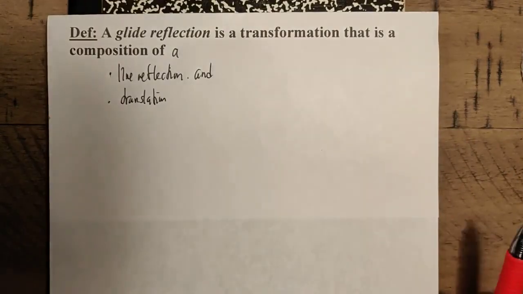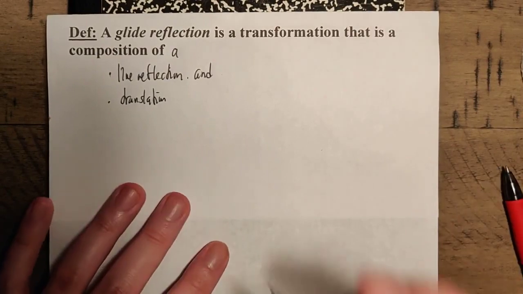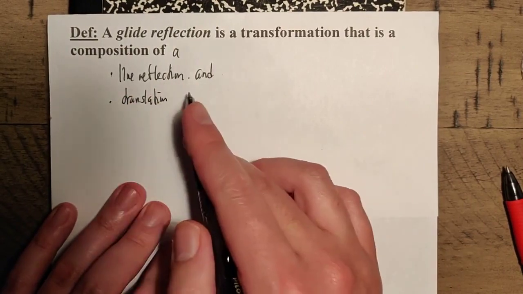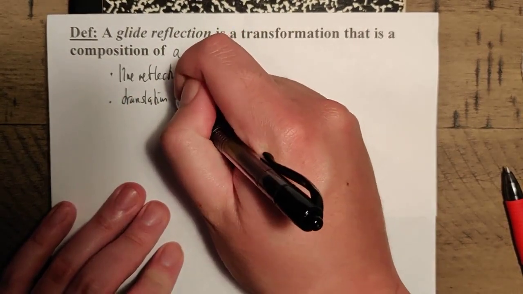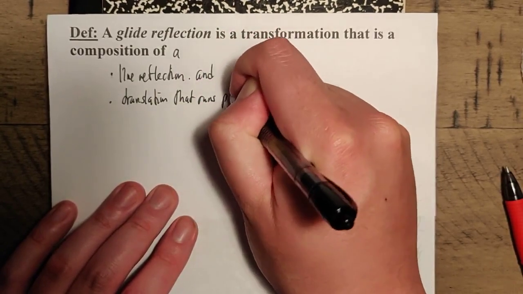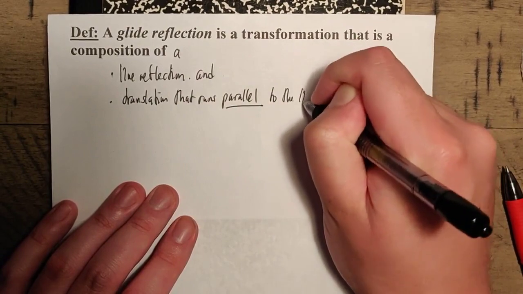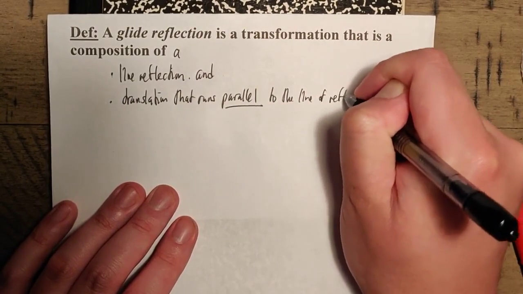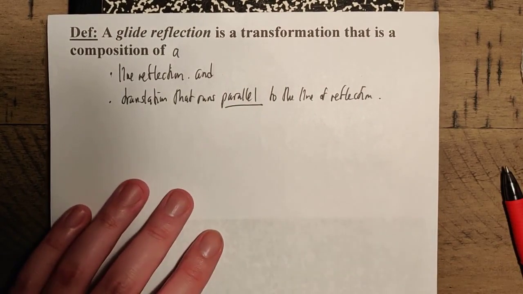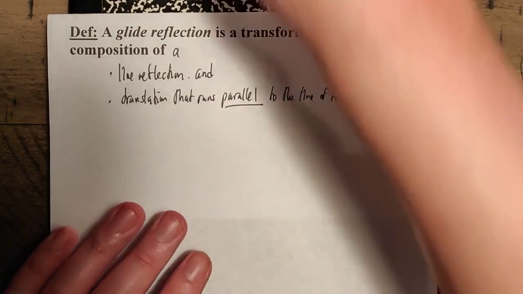So in this situation here, we can state that the glide reflection is a transformation that is a composition of a line reflection and a translation that runs parallel to the line of reflection. Okay? So we note here that the glide reflection has that. So you have to ensure that the translation lies parallel to the line of reflection.